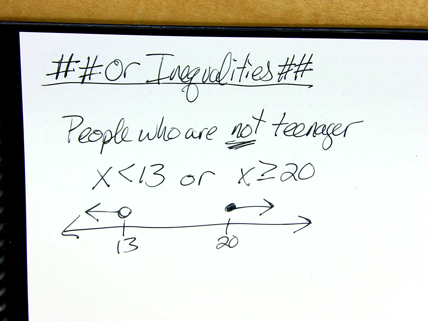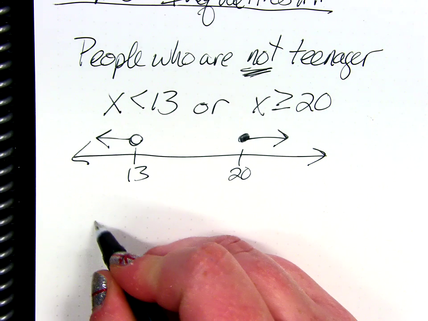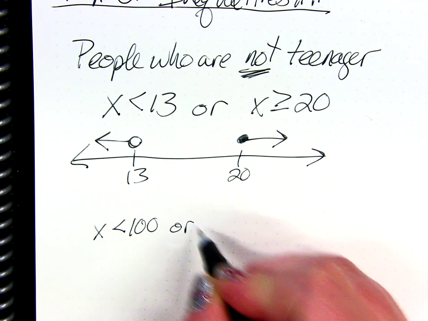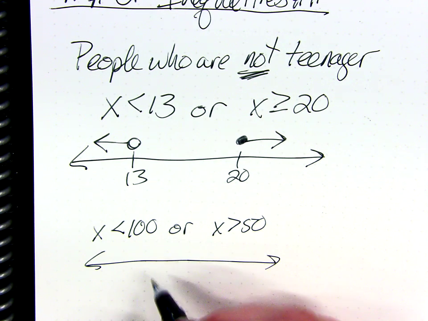Yeah. So this is super weird. If I actually had asked you to graph that, x is less than 100, or x is greater than 50, the graph for this, are you ready?